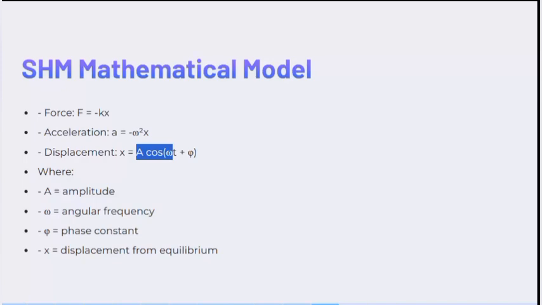And this ω in this case, for simple harmonic motion, is not called angular velocity. In the case of simple harmonic motion or oscillatory motion, it is called angular frequency. Angular frequency. So take note. In this case, it is called angular frequency.